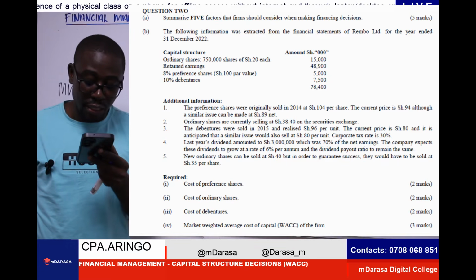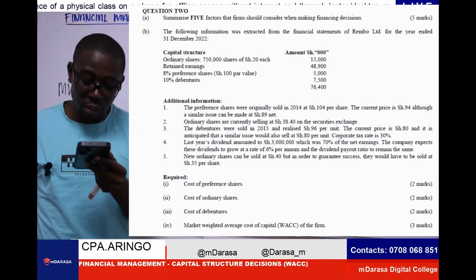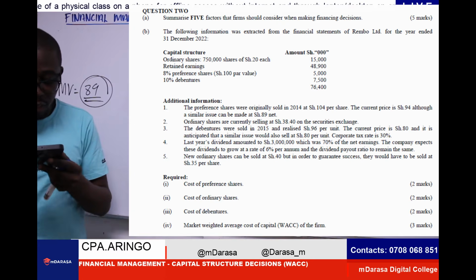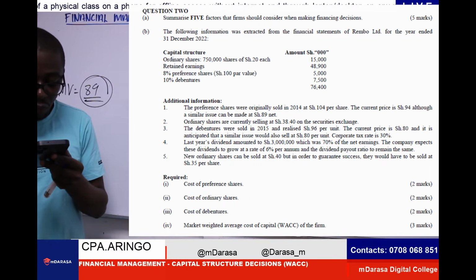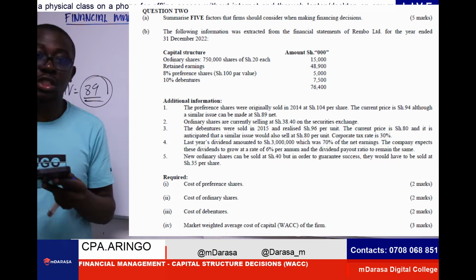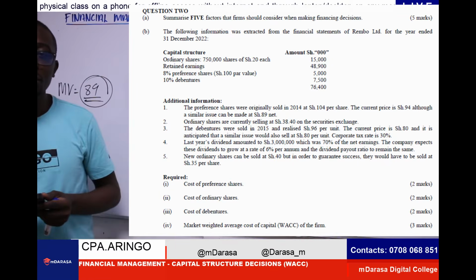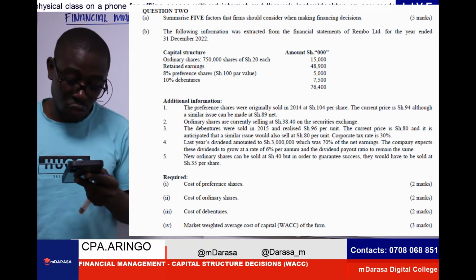Then we are told that new ordinary shares can be sold at 40 shillings, but in order to guarantee success, they will have to be sold at 35 per share. See, there is a new share that we need to sell.